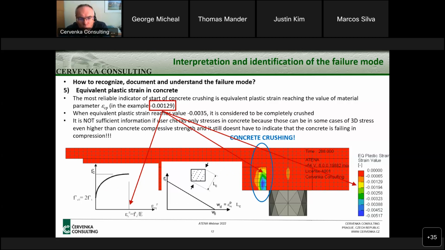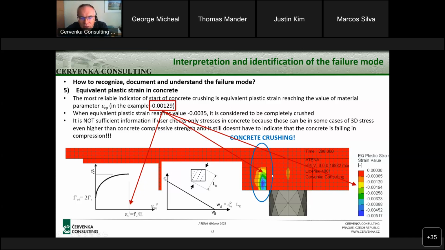Of course, one way to look at whether we have crushing of concrete is to look at the stresses in the concrete. But this is not easy to understand, because in ATENA we typically have 3D structural behavior. So we have a 3D state of stress. This means we may have some confinement, and sometimes we may have higher stresses than the uniaxial compressive strength. This still does not necessarily mean that the concrete has reached its limits.